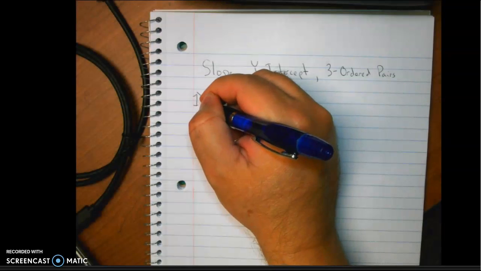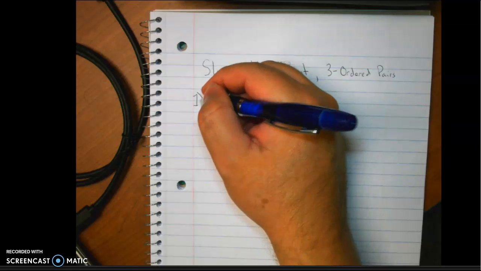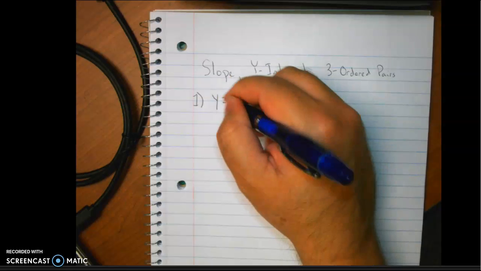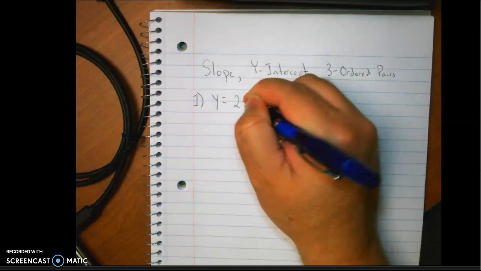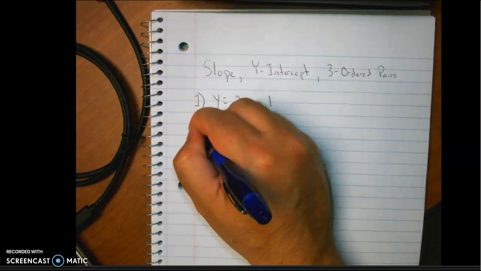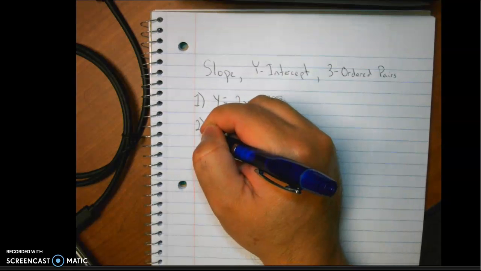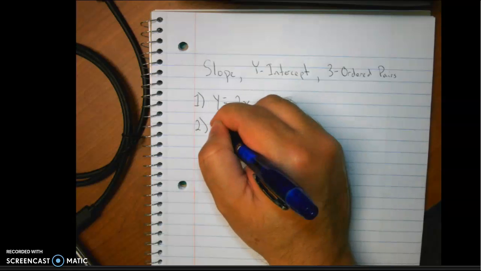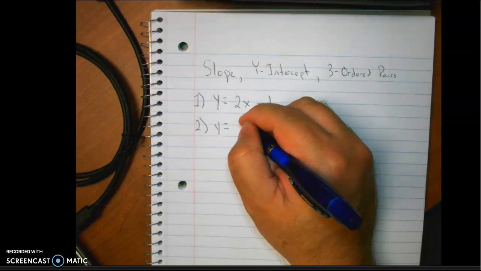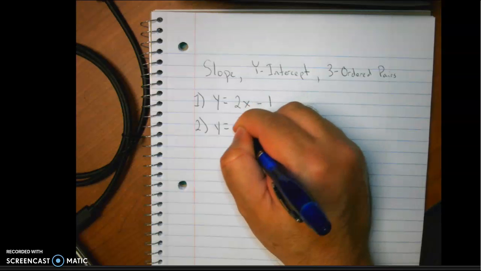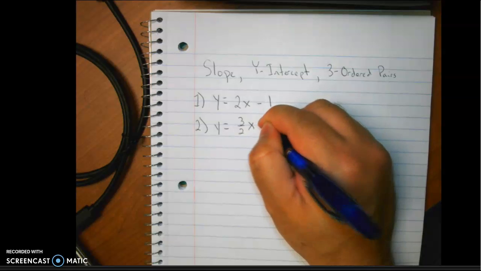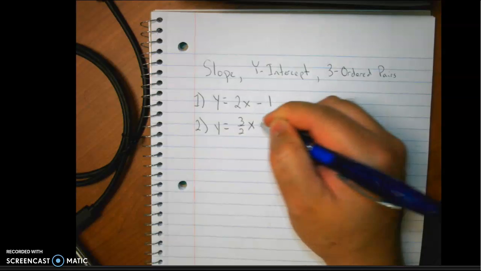So the first one is y equals 2x minus 1. The second one is y equals 3/2 x plus 6.